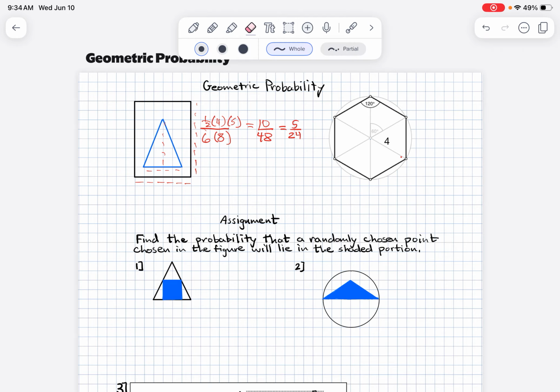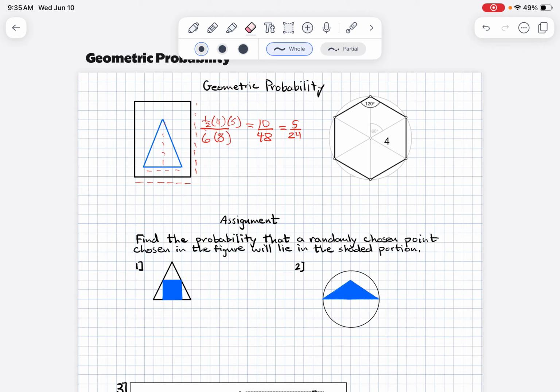Now you can have more complicated ones. For example, let's look at this next one. We've got a regular hexagon inside of a circle here. And what I want to do is select a random point, just a randomly selected point, and I want to know the probability that it will be inside the hexagon. That's what I want to know.